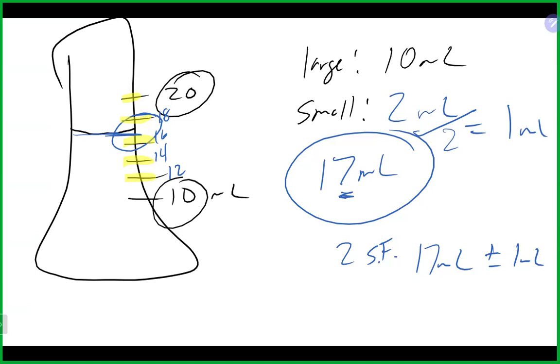Yeah, questions on that. So not 100% of the time can you go one more place to the right of the smallest marking, but most of the time you can. And that's why it's really important to take a look at the scale there. Questions on that there.